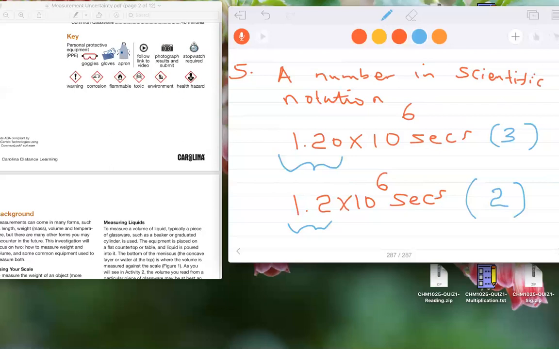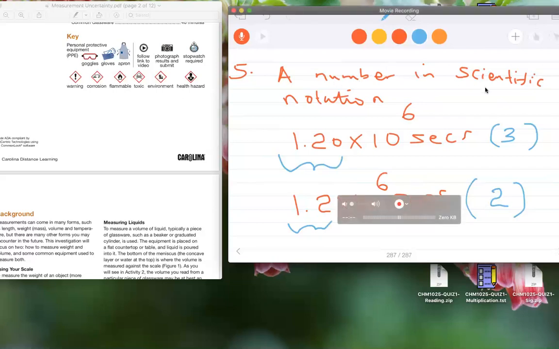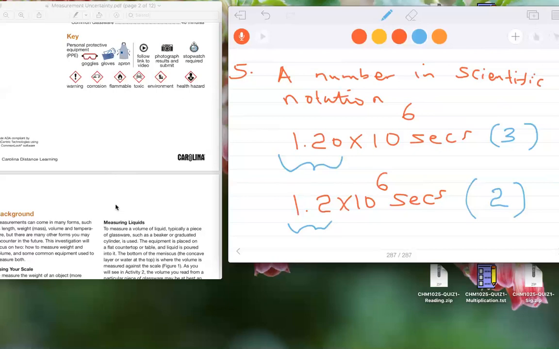You know what scientific notation is: a number expressed in such a way that it lies between 1 and 9. We say that number is in scientific notation.